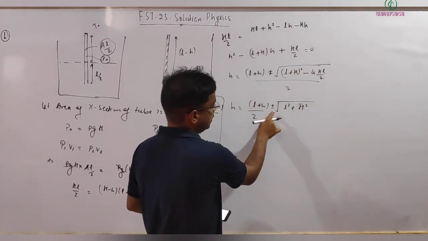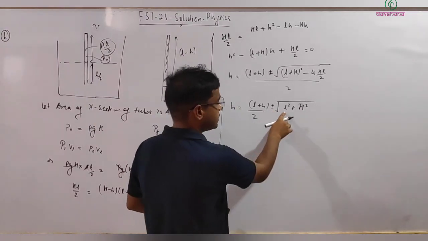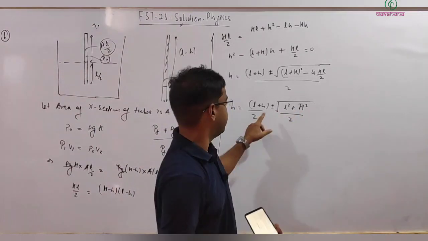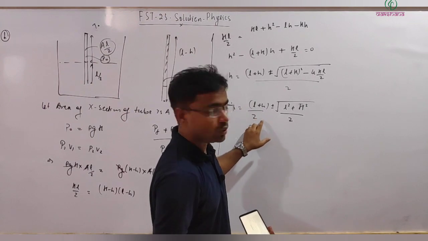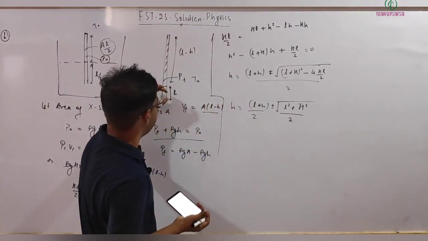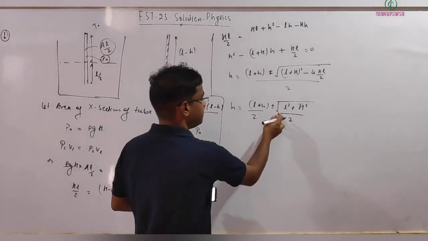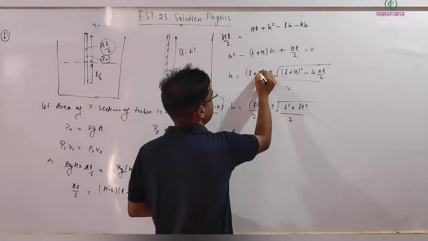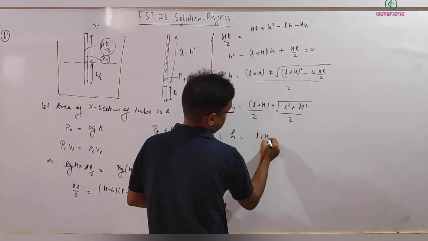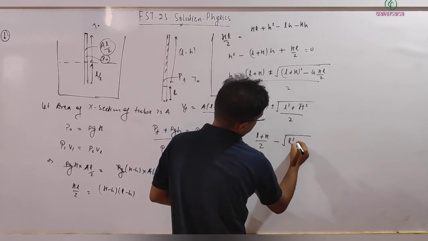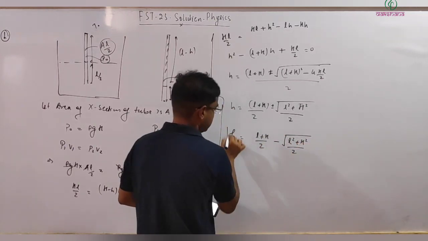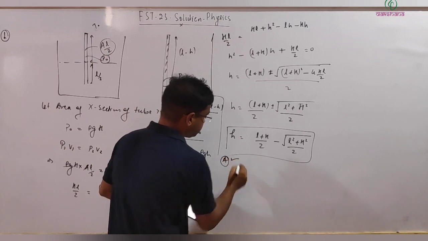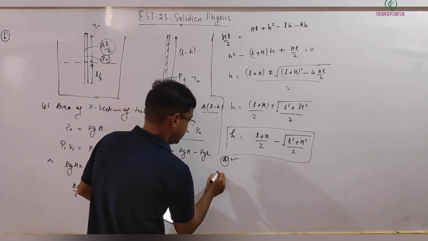See, L plus H plus the root would be even higher, because it is already greater than L by 2, and if I take plus, then this is also greater than L by 2. So the plus cannot be, because small h cannot be more than L by 2, so it will be only the minus sign. So small h comes out to be L plus capital H by 2 minus the root of L square plus capital H square, whole divided by 2, and we can check the option which matches with A. So this is question number 1. Next, question number 2.